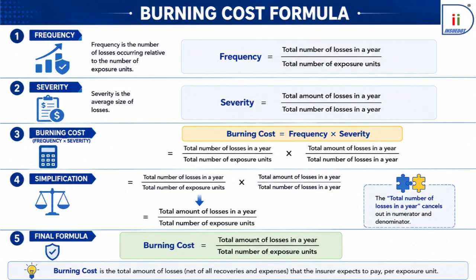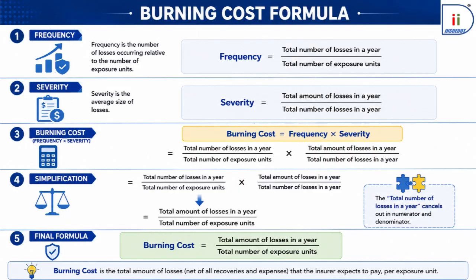Okay, but here is the absolutely brilliant part. Look closely at the math for a second. The numerator in the frequency formula and the denominator in the severity formula are identical. They both say number of losses, so mathematically they just perfectly cancel each other out. It's so clean. When the dust settles, burning cost simply equals the total amount of losses divided by the number of exposure units. Just wonderfully elegant, right?